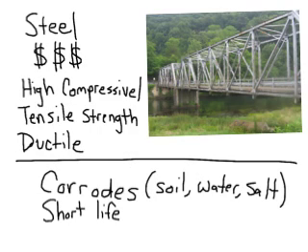Okay, the next material is steel. Steel does cost more than concrete. However, it has some good advantages. It has both a high compressive and tensile strength, which makes it ideal for trusses, as you can see here in this picture, which are either in compression or tension.